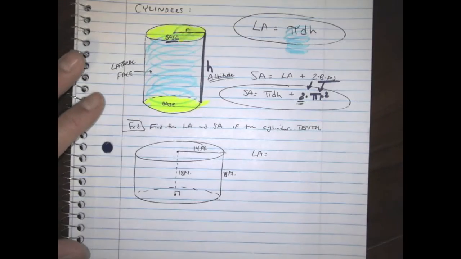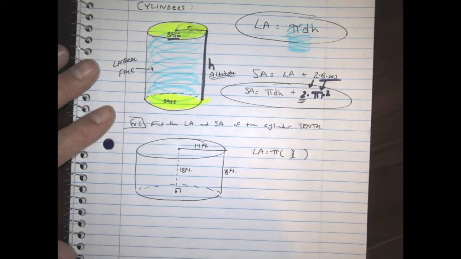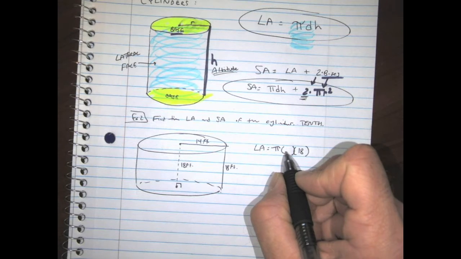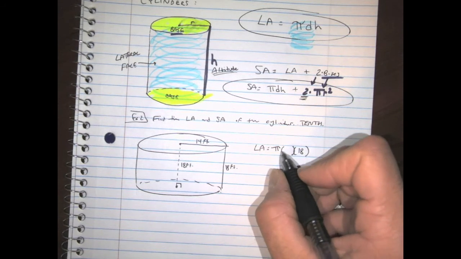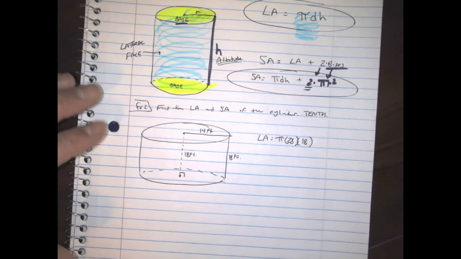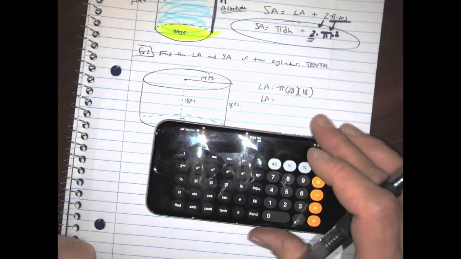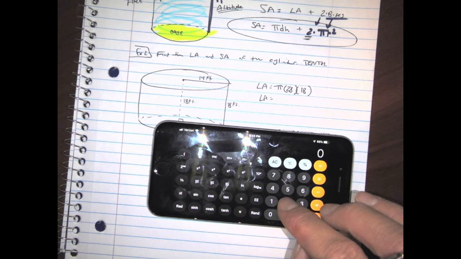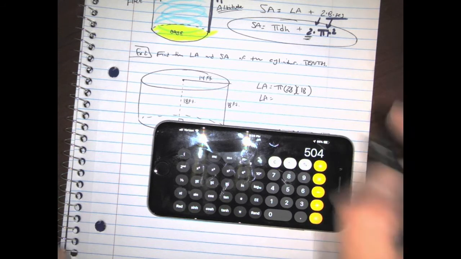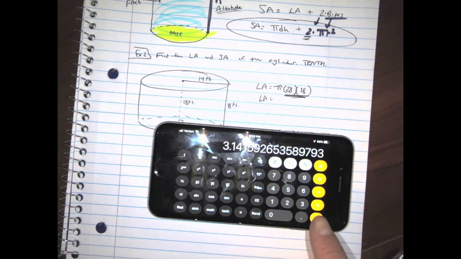So let's get started. Lateral area. Use the equation, pi dh. I know the height is 18. Diameter, I should just put 14 right here. That's the radius, everybody. If the radius is 14, the diameter has to be twice that. How about 28? Alright. Lateral area. Go ahead and take these, punch them into your calculator. So I'm going to do 28 times 18. What does that give you? That's 504, everybody. Now multiply that by pi, equals.